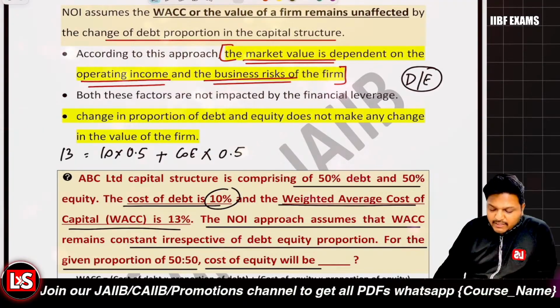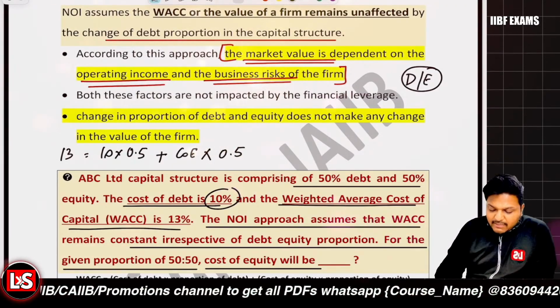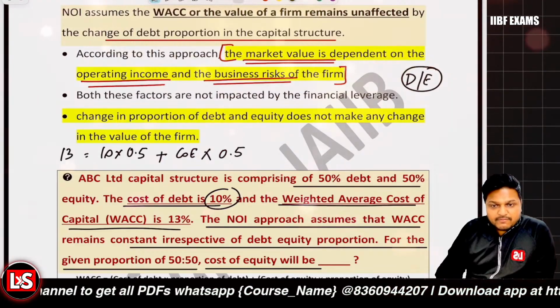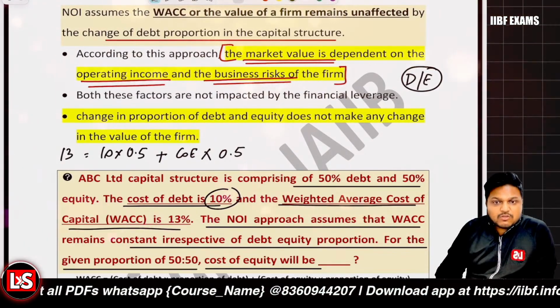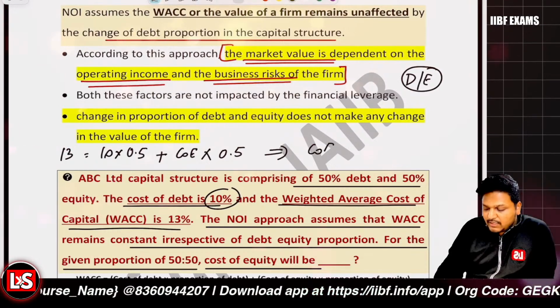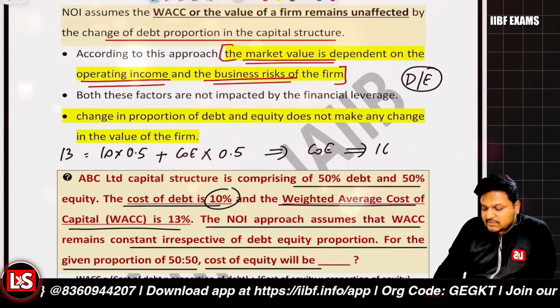Right? We can solve it then. So it will be 13 minus 5, that is 8, divided by 0.5. So we can easily solve it. So it is 16%. So cost of equity came out to be 16%.